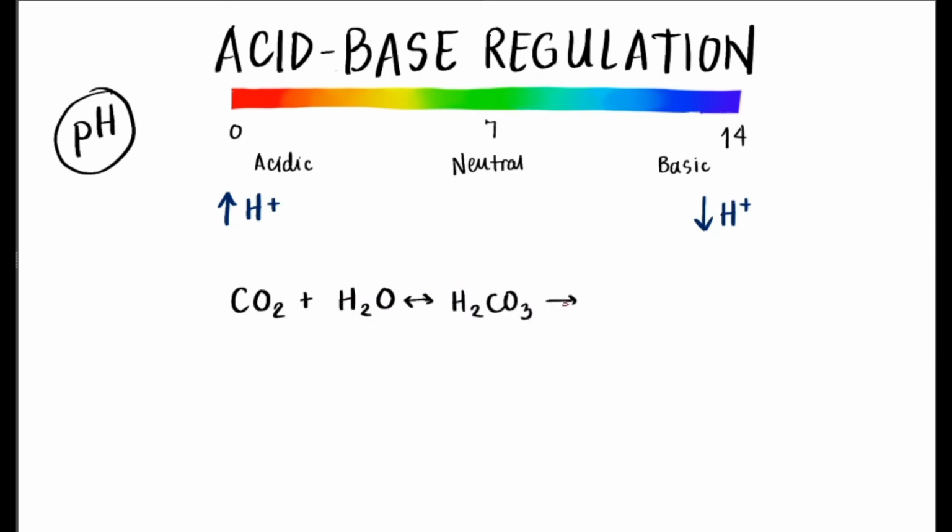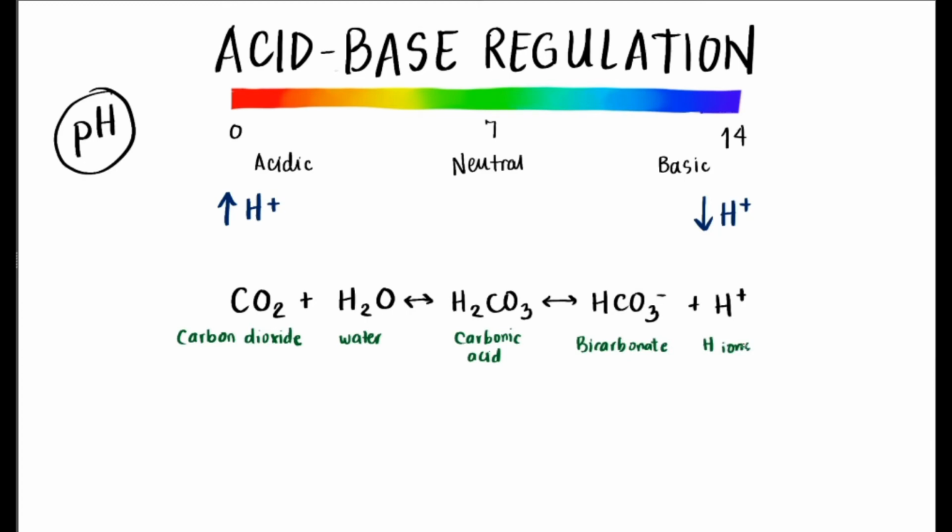Carbon dioxide is released from our cells constantly as a waste product of respiration. This CO2 reacts with water to form carbonic acid. Carbonic acid is broken down into hydrogen ions and bicarbonate. Carbonic acid and bicarbonate are the key components of the first body pH regulating process, the buffer system.